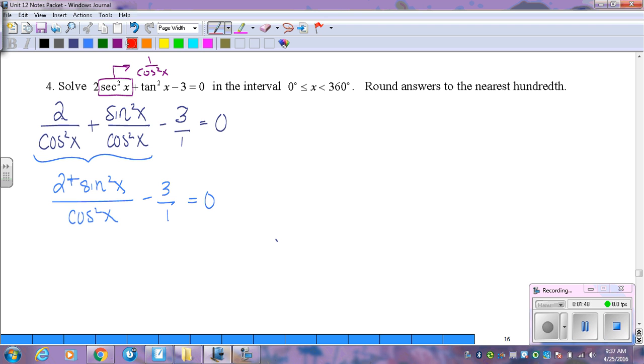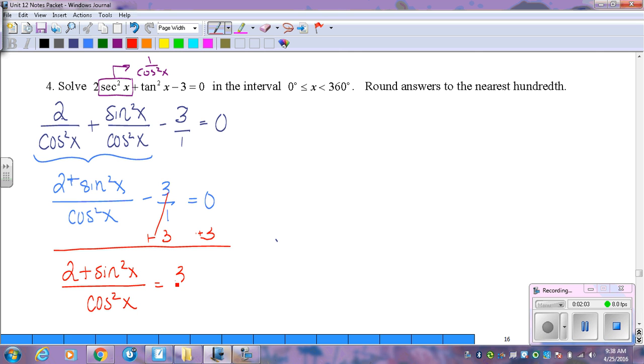All right, I'm going to work a little magic here. I'm going to add 3 to both sides. And the reason that I am doing that is I now have a nice little proportion. By adding that 3 to the other side, I created a proportion. And how do we solve proportions? All right, we cross multiply.